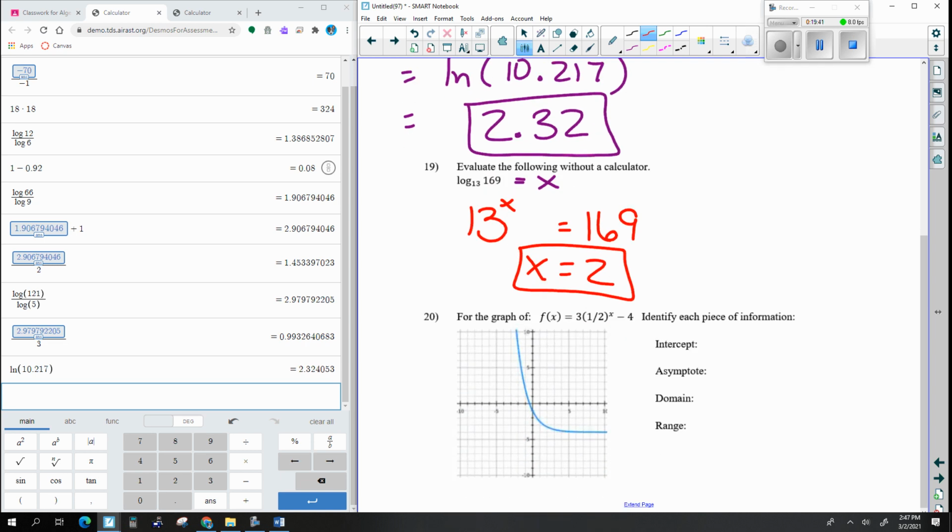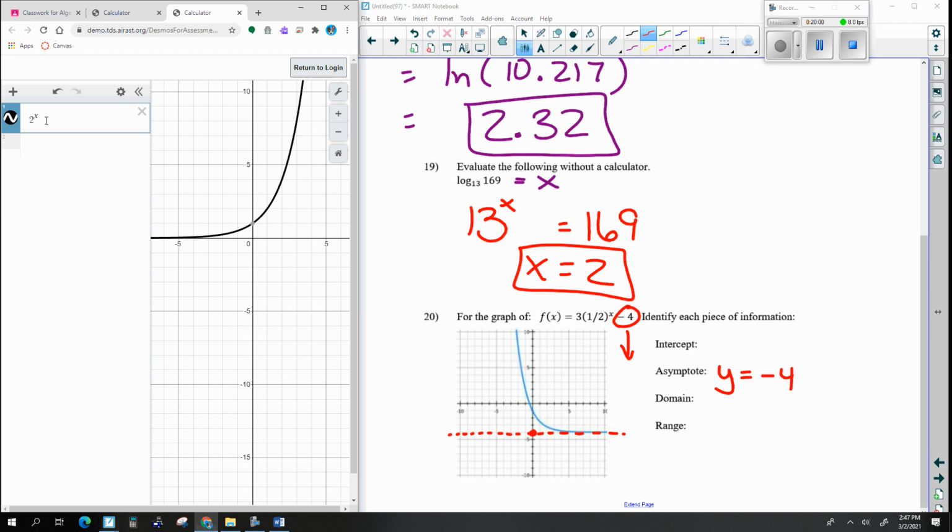Okay, graph this. This is the indicator that that is going to be your asymptote. That touches the y-axis, so our asymptote is y is equal to -4. Let's take a look at the other stuff so we can answer the other questions. Let's go to a graph. And so this is going to be 3 1/2 to the x minus 4. Oh, oops, minus 4.